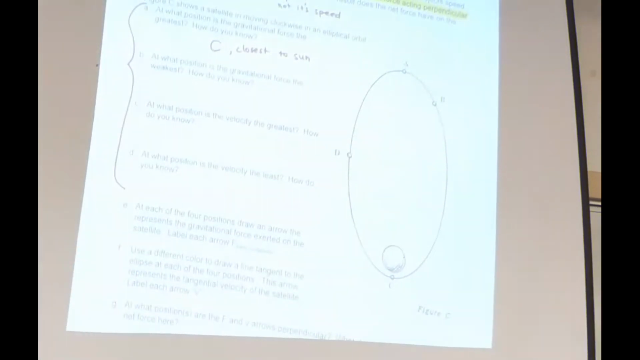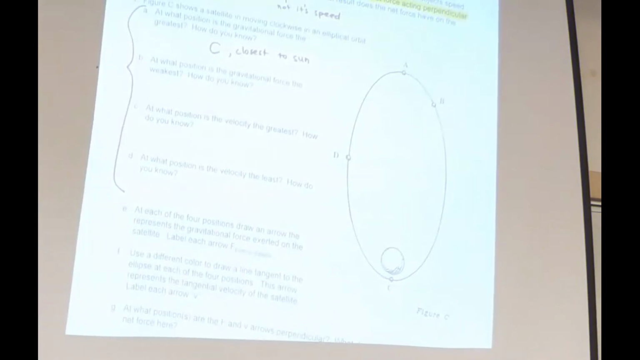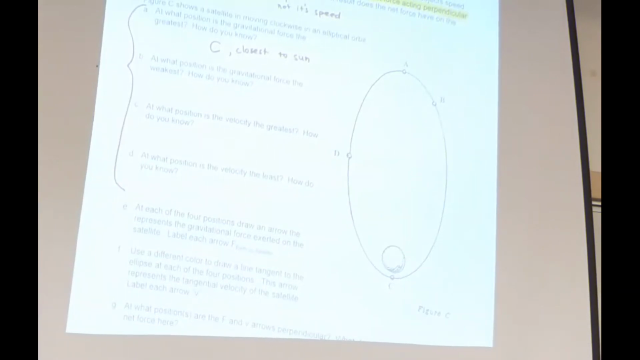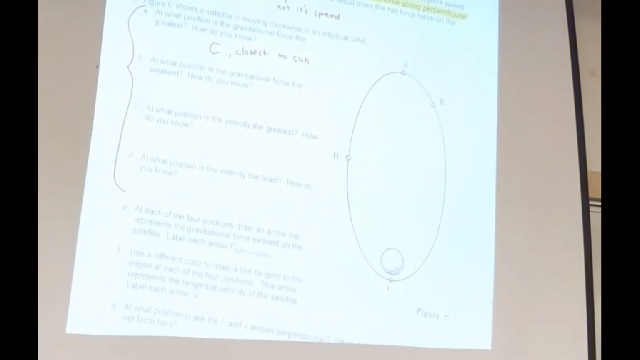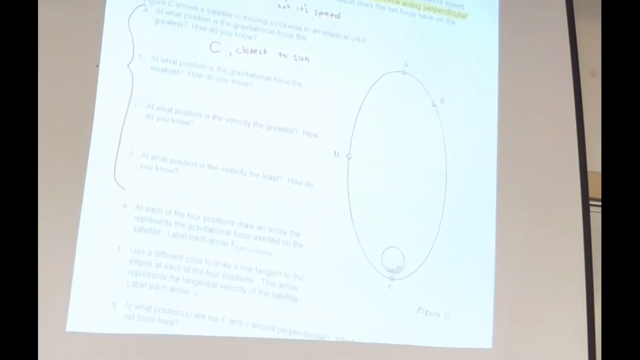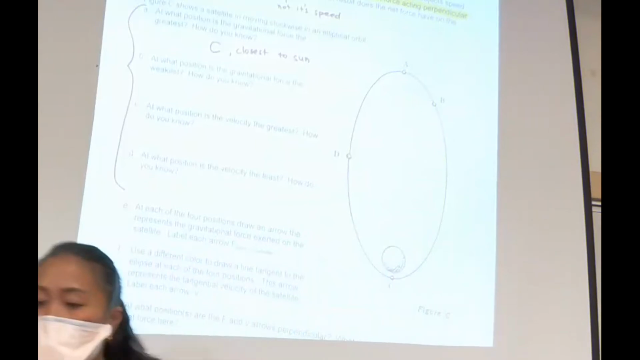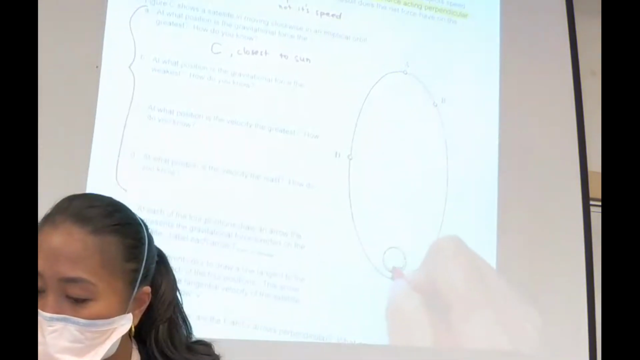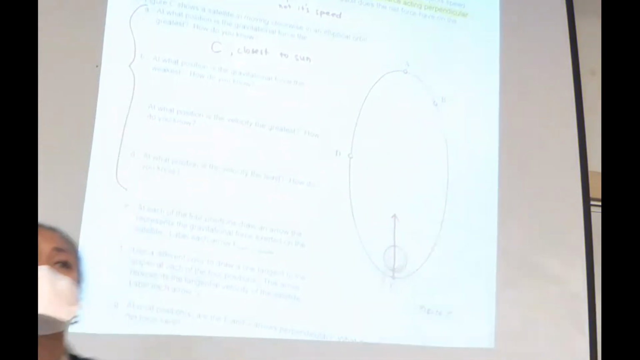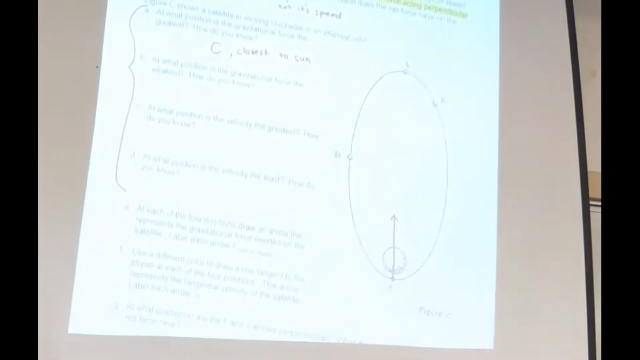And it's the same relationship we have in this equation. F equals mv squared over r. R is in the denominator, so as r increases, force decreases. In this scenario, C is going to have the greatest force, so I'm going to draw a really long force arrow.